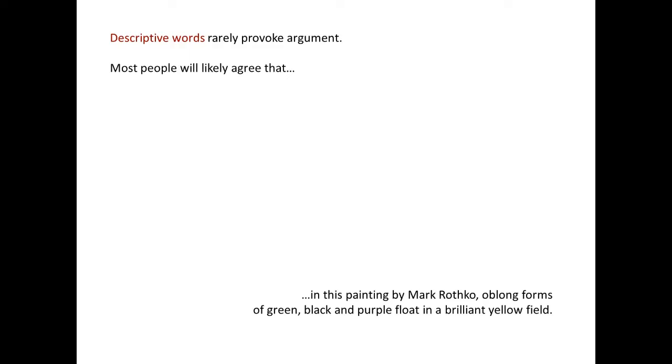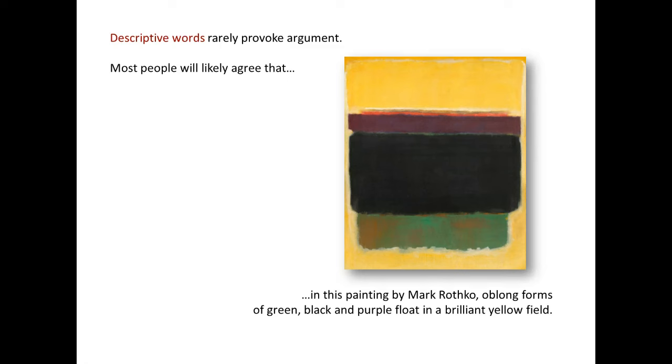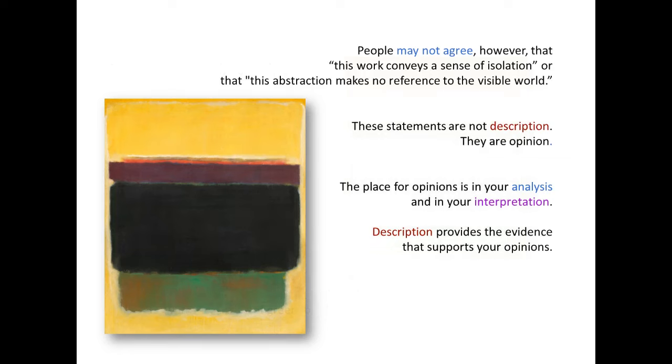Most people will likely agree that, in this painting by Mark Rothko, oblong forms of green, black, and purple float in a brilliant yellow field. People may not agree, however, that this work conveys a sense of isolation, or that this abstraction makes no reference to the visible world. These statements are not description. They are opinion. The place for opinions is in your analysis and in your interpretation. Description provides the evidence that supports your opinions.